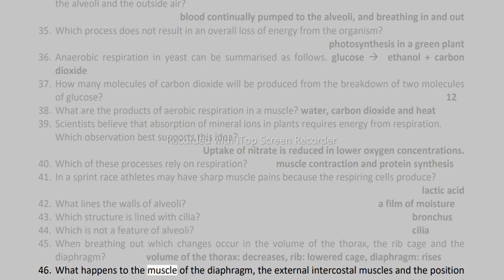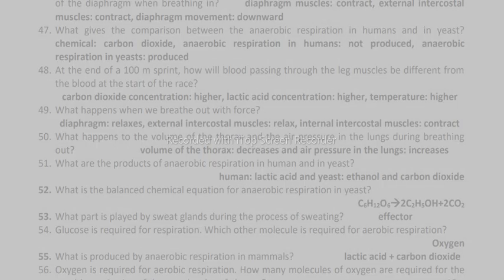46. What happens to the muscle of the diaphragm, the external intercostal muscles and the position of the diaphragm when breathing in? Diaphragm muscles contract, external intercostal muscles contract, diaphragm movement downward. 47. What gives the comparison between the anaerobic respiration in humans and in yeast? Carbon dioxide: anaerobic respiration in humans, not produced; in yeast, produced.